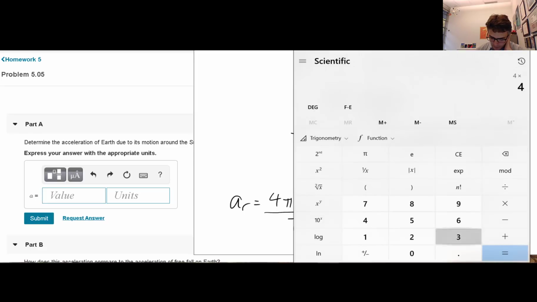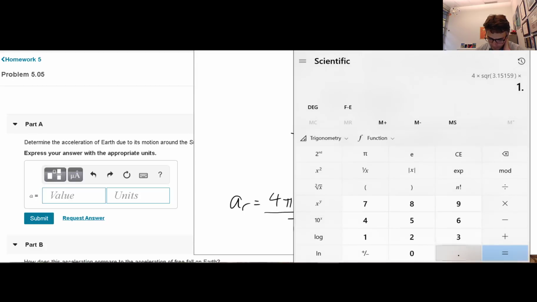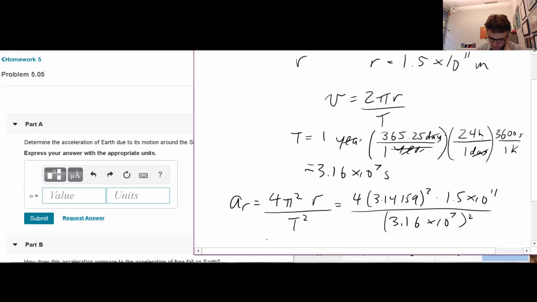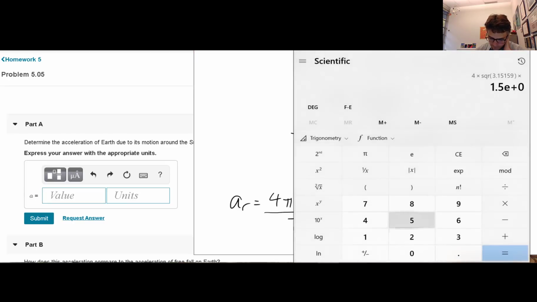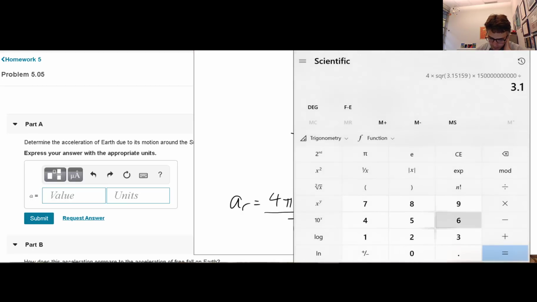4 times 3.14159 squared times 1.5 times 10 to the 11, divided by 3.16 times 10 to the 7 squared. Ooh, that's pretty small.